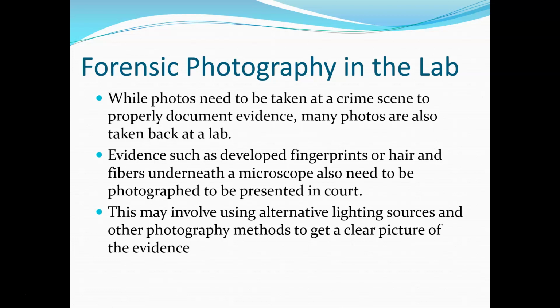That hair that we found at the crime scene, we may have photographed it, but then we're going to photograph it underneath the microscope so we can present a detailed view of what that hair looked like in court. This may involve using alternative lighting sources and other photography methods to get a clear picture. So we are not always just taking them like how we take our photos of ourselves. Sometimes we're using different color lights or light at a different angle to get that best picture possible. So photography is a crucial part of the forensic science process, a process you're going to get some practice with over this school year together.